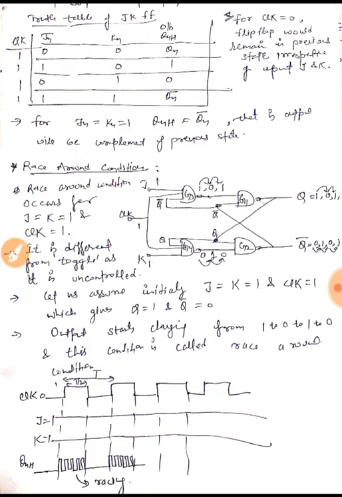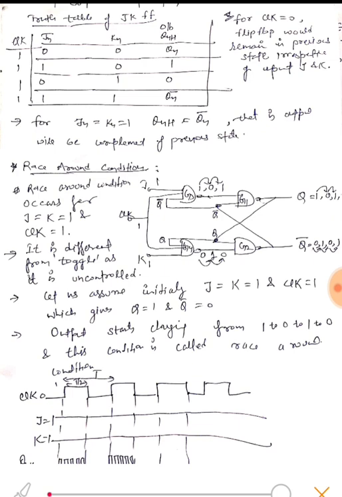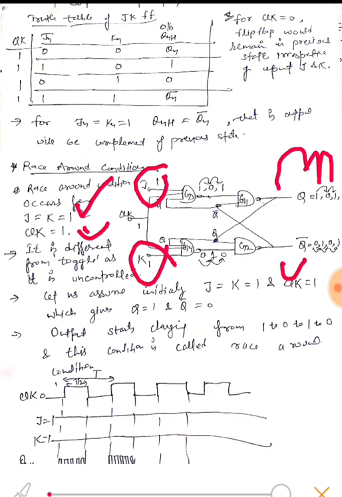Let us see how. What is racing? This is a question which often comes in our semester exams. So what is the race around condition in JK flip-flops? If we provide both the inputs J and K equal to 1 and clock is high, what would happen to Q? Q will be 1, then it will change to 0, then 1. Similarly, Q bar is 0, then it will change to 1, then 0, and then 1.